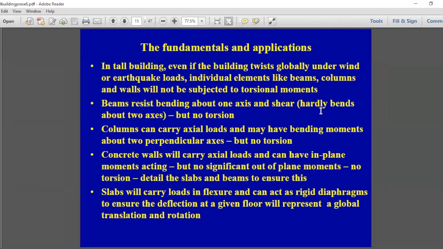Right, any questions from what we have discussed up to now? Excuse me, sir. Yes. When the whole building is subjected to a twisting moment, there's a chance for the column to get that twisting. No? No, actually, that's not what happened.